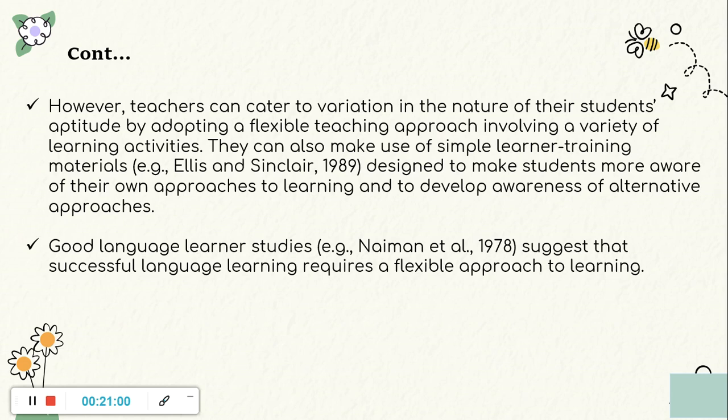However, teachers can cater to variation in the nature of their students' aptitude by adopting a flexible teaching approach involving a variety of learning activities. They can also make use of simple learner training materials designed to make the students more aware of their own approaches to learning and to develop awareness of alternative approaches. Good language learner studies, according to Naiman, 1978, suggested that successful language learning requires a flexible approach to learning.